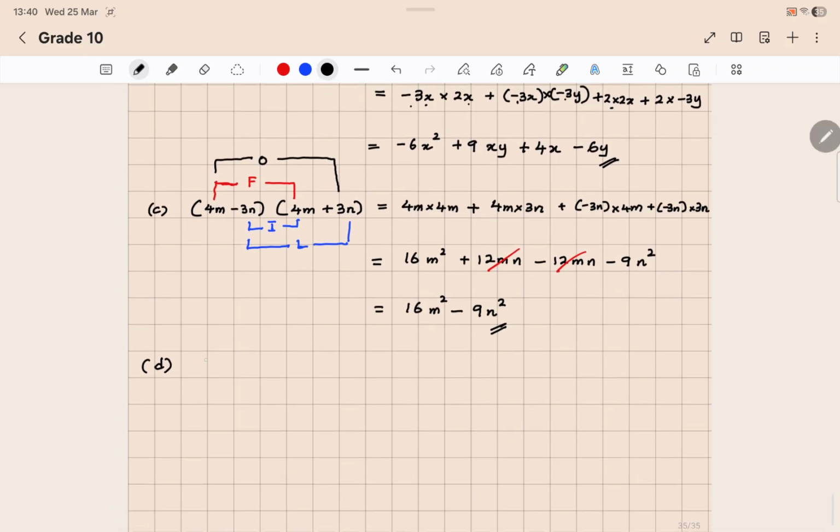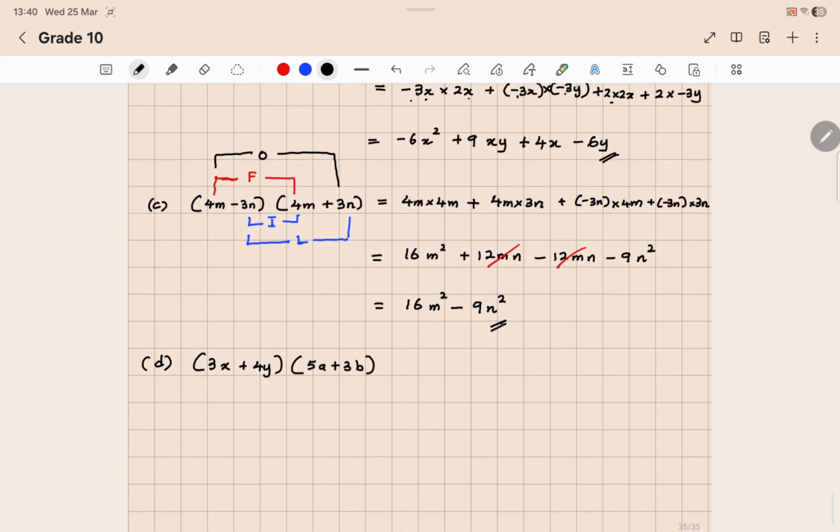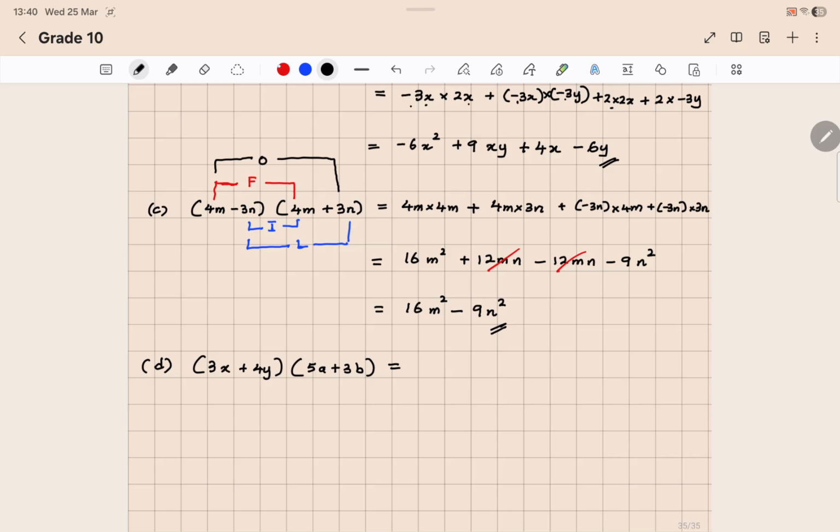(3x plus 4y) times (5a plus 3b). Right, this one also I will do using the FOIL method. First, 3x times 5a, then outer, 3x times 3b, inner or inside, 4y times 5a, then the last terms, 4y times 3b.